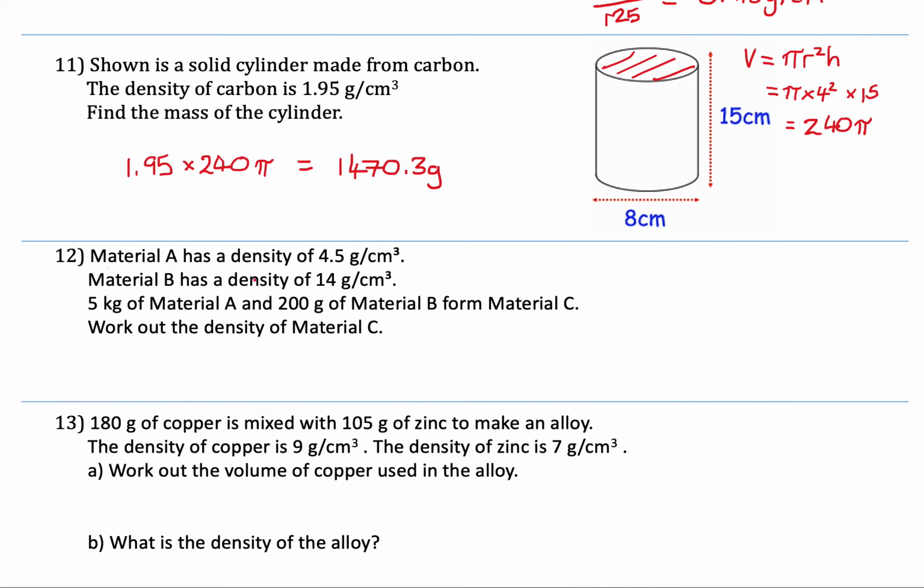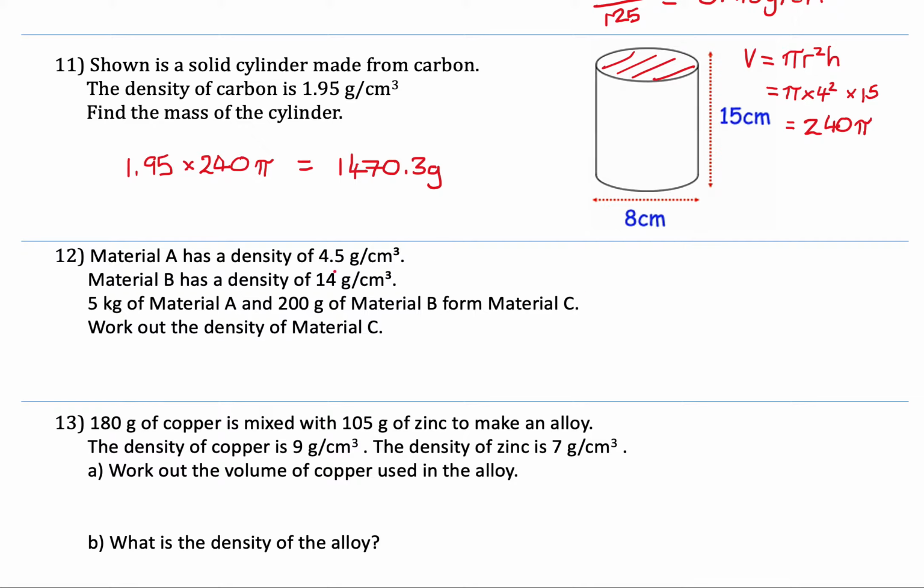Right, number 12. Material A has a density of 4.5 grams per cubic centimetre. Material B has a density of 14 grams per cubic centimetre. So B is denser. 5 kilograms of material A and 200 grams of material B form material C. Work out the density. So imagine if you could melt these down, mix them together and form another material. That's what we've done here.